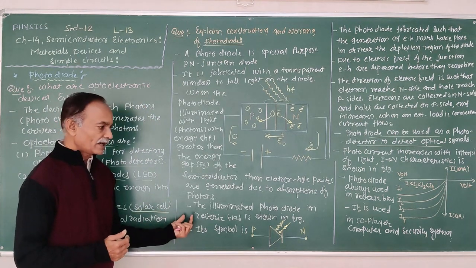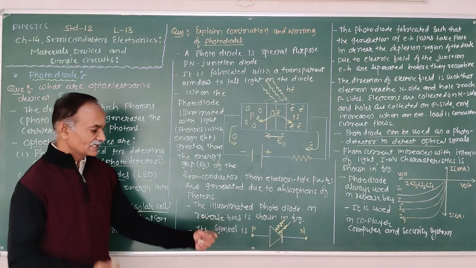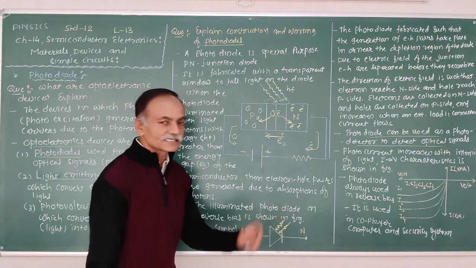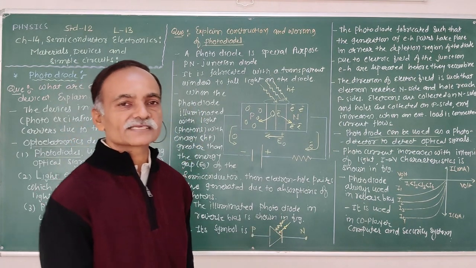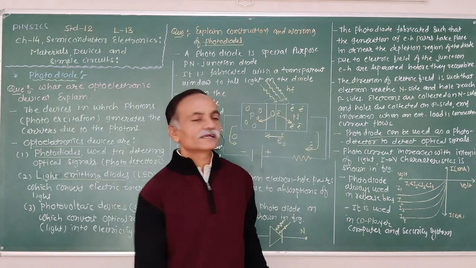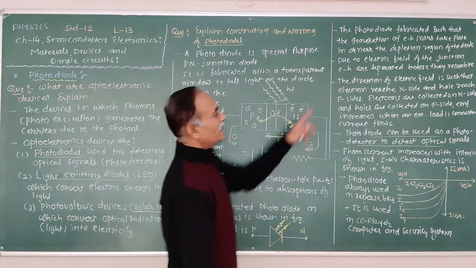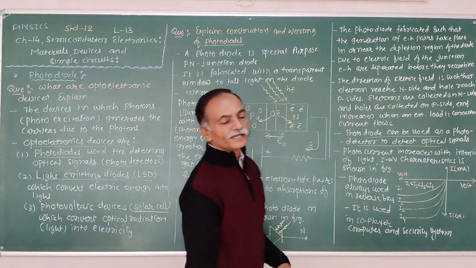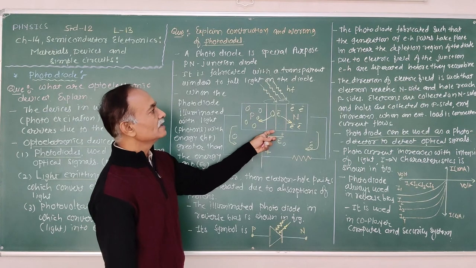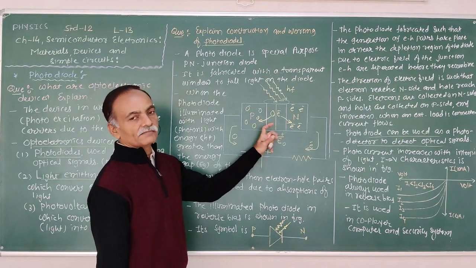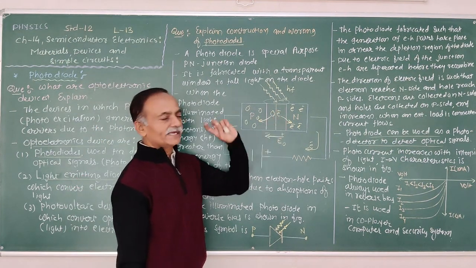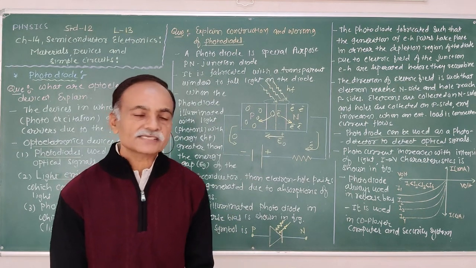Right? The illuminated photodiode is shown in the figure. Its symbol is this. The symbol is the same as the symbol of the PN junction diode, but here the additional part, incident light, is also mentioned in the symbol. How does it work? The photodiode is fabricated such that the generation of the electron hole pair takes place in or near the depletion region of the diode. Due to the electric field in the junction, electrons and holes are separated before they recombine.